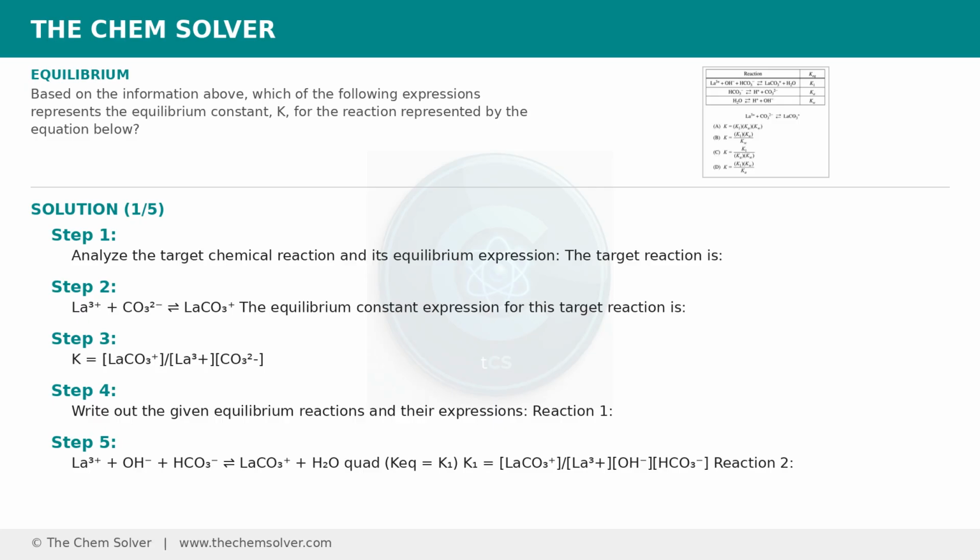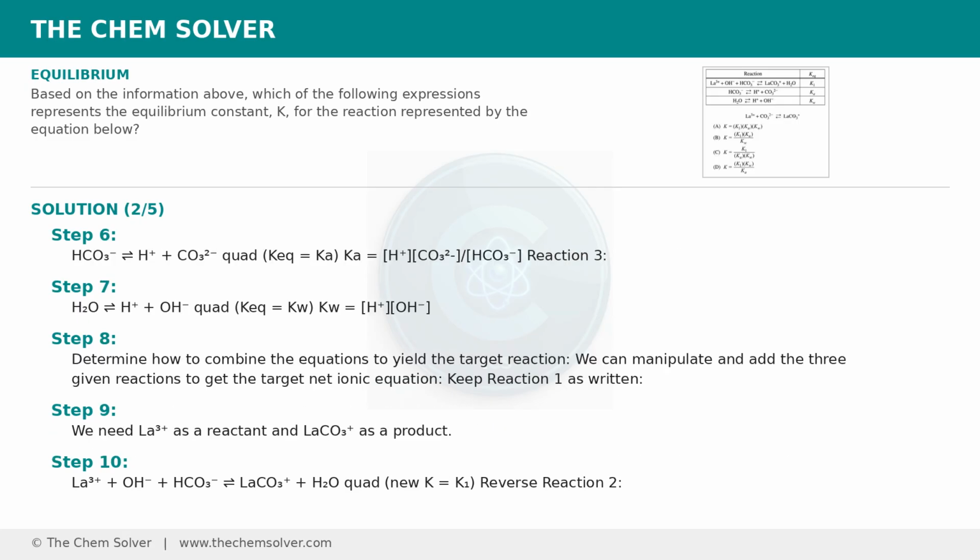Reaction 2: HCO3^- is in equilibrium with H^+ + CO3^2-. K_eq equals Ka. Ka equals [H^+][CO3^2-] over [HCO3^-]. Reaction 3: H2O is in equilibrium with H^+ + OH^-. K_eq equals Kw. Kw equals [H^+][OH^-].